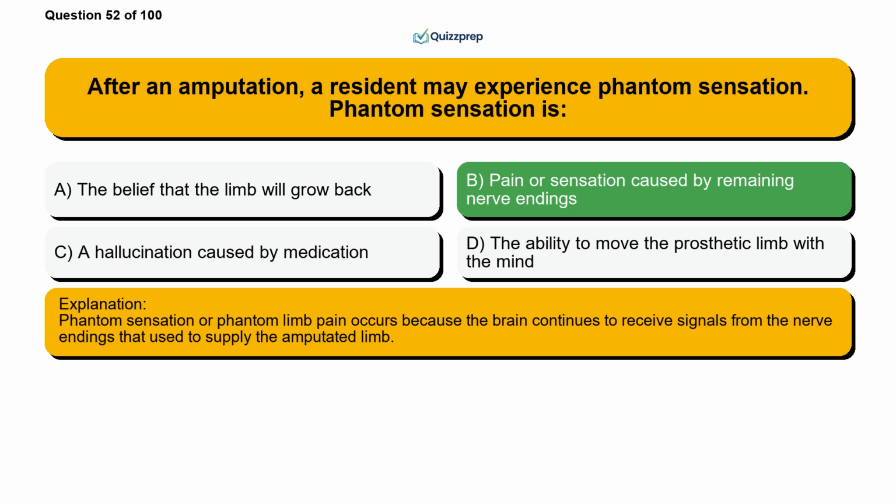Phantom sensation or phantom limb pain occurs because the brain continues to receive signals from the nerve endings that used to supply the amputated limb.